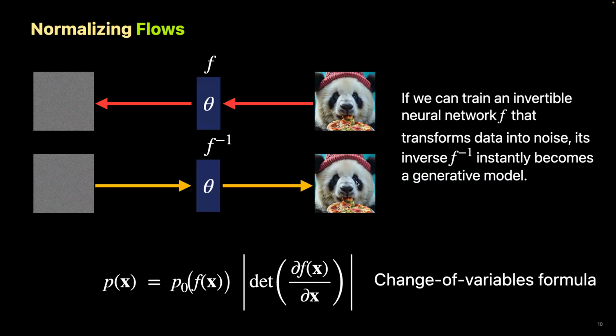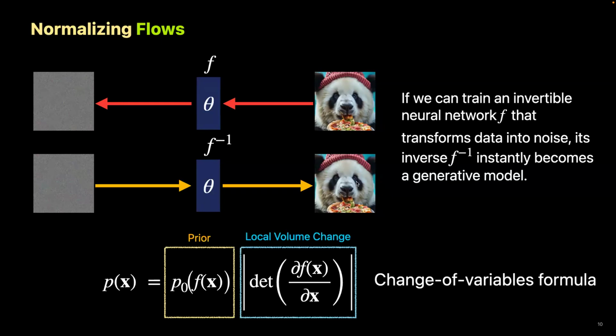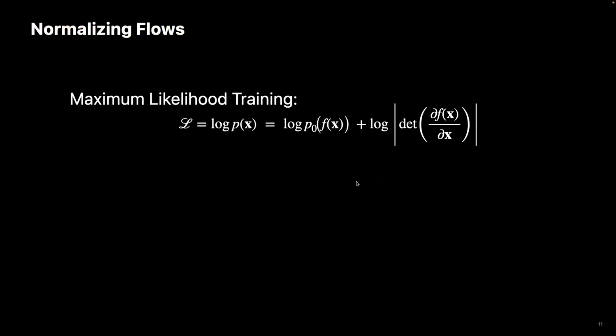It's called the change of variables formula, which defines the density difference between the prior distribution you sample from, like maybe the Gaussian noise distribution, and another term, which I usually call the local volume change, or the determinant of the Jacobian. This basically describes how the volume of the data space changes before and after the transformation. Because we can analytically write down their density functions, we can just train them with maximum likelihood.